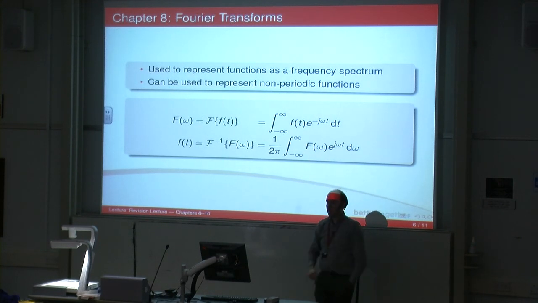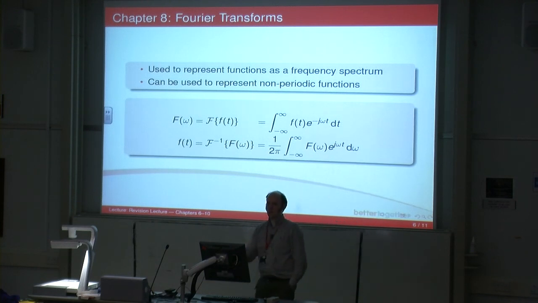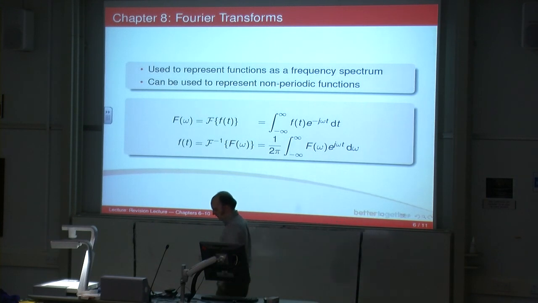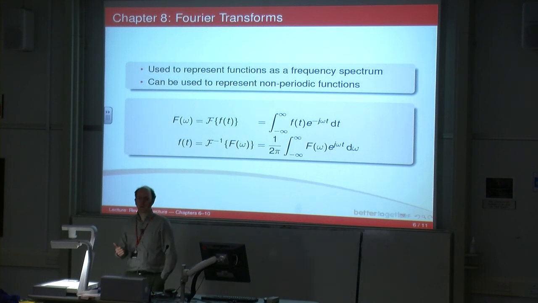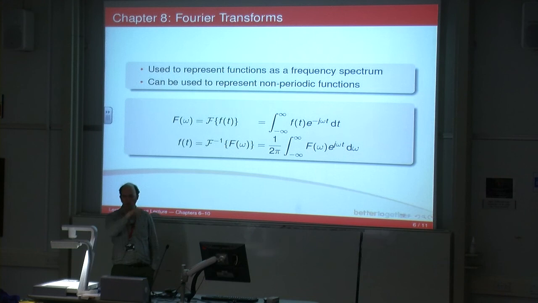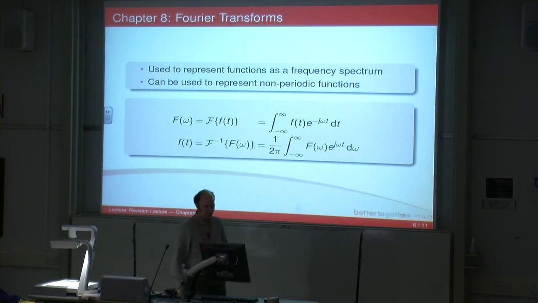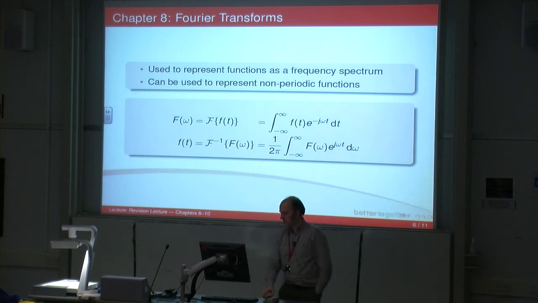If you know f of t, and you can integrate analytically, then you can find it. We did that for an exponentially decaying function, and we also did that for a rectangular function, a box. You can look up in the notes the methods behind that.